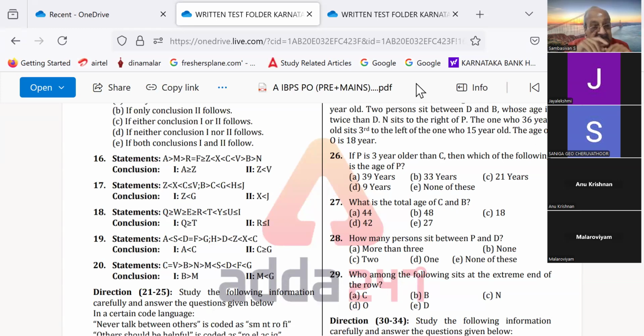Please answer question number 17 to 20. We have done 16. Question number 17 to 20. Please answer. Two minutes more.